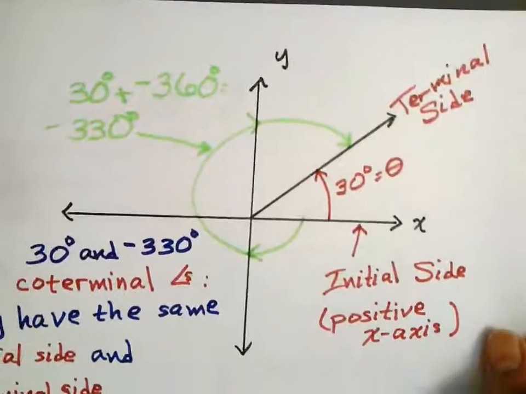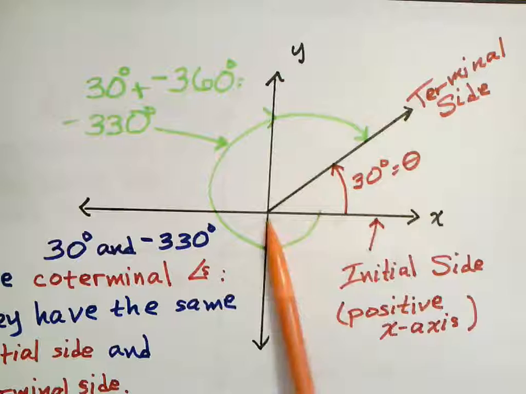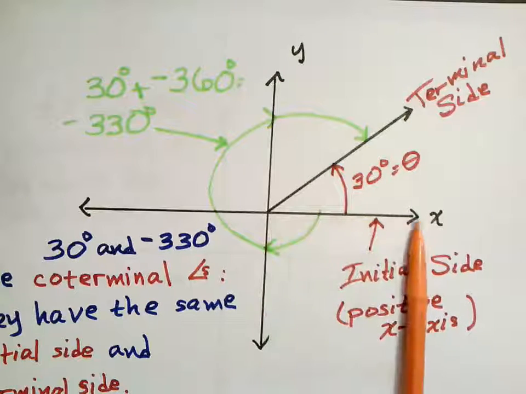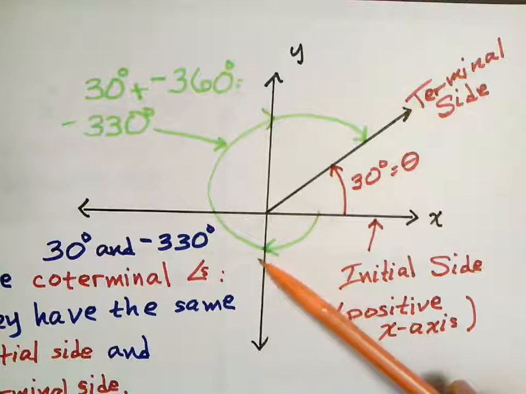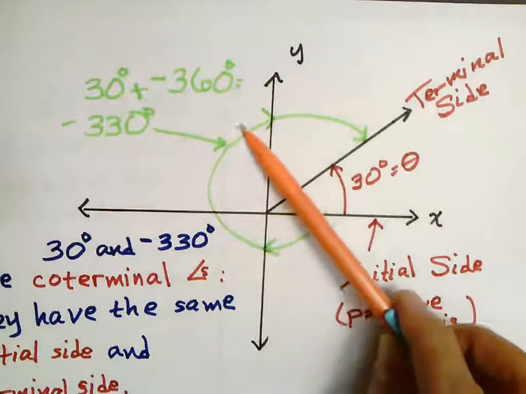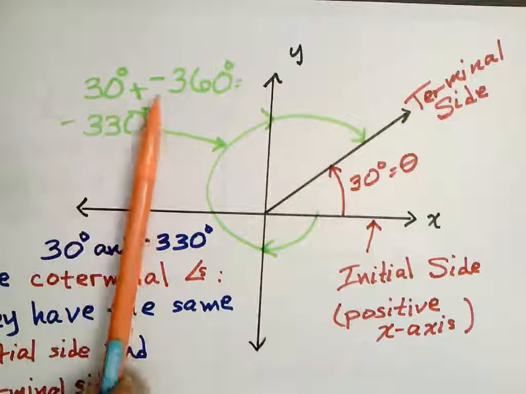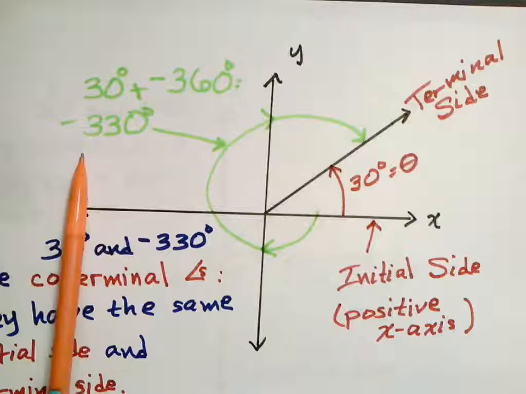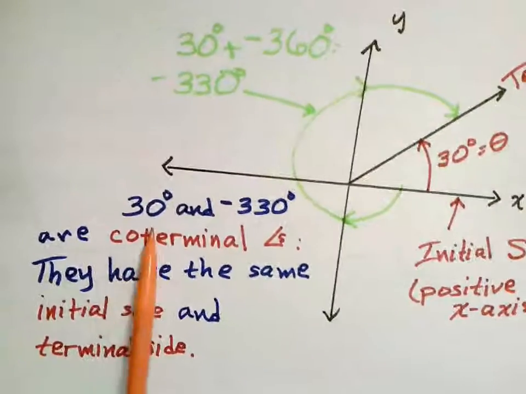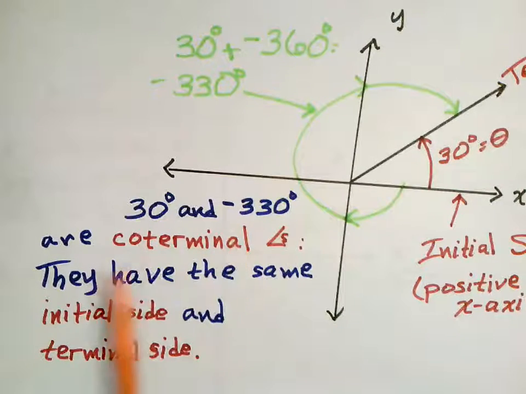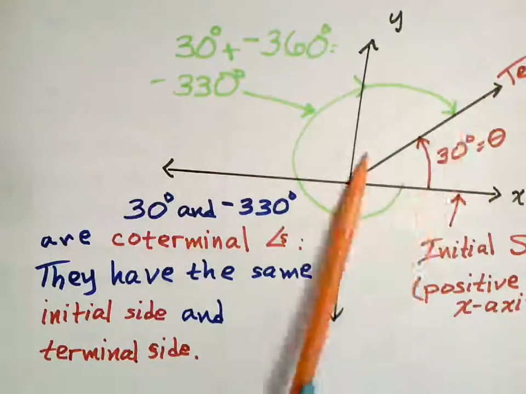Let's look at that 30 degrees again. Here's a 30-degree angle. The initial side is the positive x-axis. This time, we're going to go clockwise, which means the angle is going to be negative. Well, we take that 30 degrees and we add a negative 360 degrees, we get a negative 330 degrees. So this is telling us that 30 degrees and a negative 330 degrees are coterminal angles because they have the same initial side and the same terminal side.